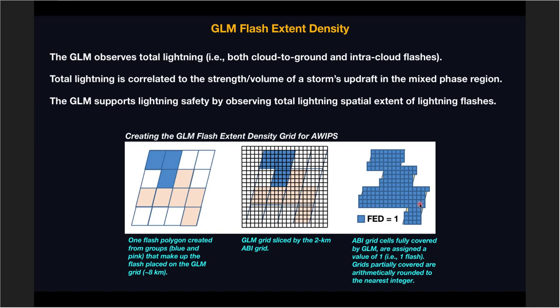So because of time, I'm really only going to talk about total lightning and how it's correlated to the strength and volume of a storm's updraft and the changes within. There's a lot on lightning safety as well, but I'm going to really focus on this, and I'm going to show you 3 different examples, all on the same day, all in the same area. Okay, so let's get into it.